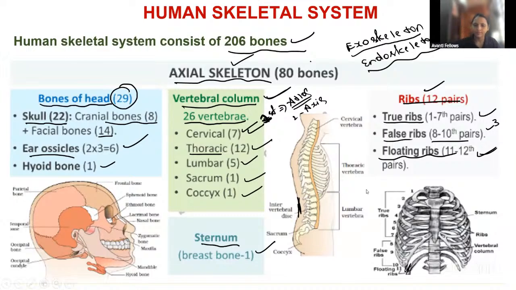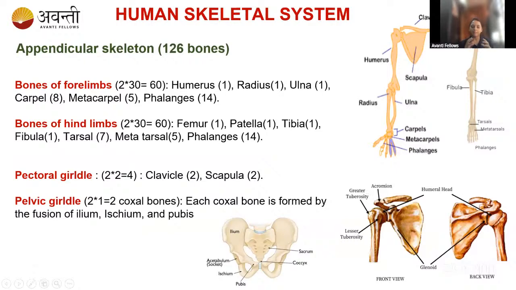Totally 12 pairs. Okay, so now let us go to the appendicular skeleton from the lateral side of the body. All the skeleton you can see on the lateral side of the body is called appendicular. In the center of the body, you can see the axial skeleton. The bones of the limbs, hind limbs and forelimbs, and the pectoral girdle and pelvic girdle will come in the appendicular skeleton.